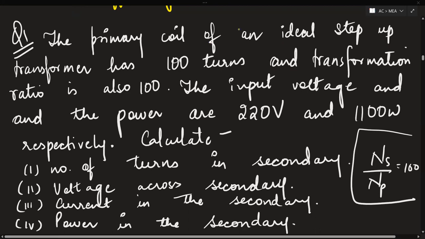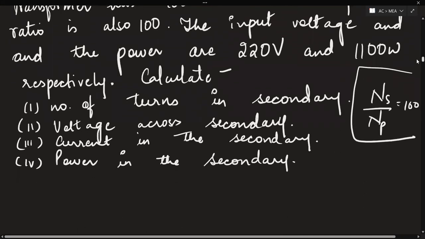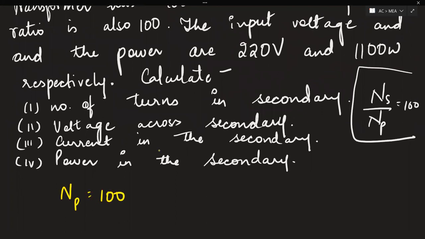First and second part are correct. Try the third and fourth part meanwhile. It says that the primary coil of an ideal step-up transformer has 100 turns. So this is the number of turns in the primary. Okay, I'll explain. The number of turns in the primary is given as 100, and the ratio NS by NP is known as the transformation ratio.